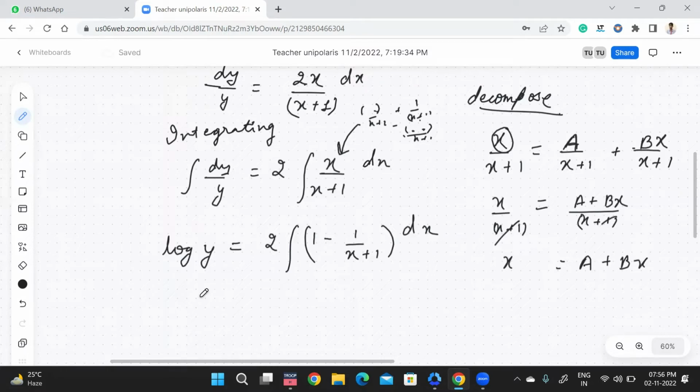Okay, so if we now compare the coefficients, here we have a term of x as bx, and here we have a term of x as only x. So here the coefficient is 1, and here we have coefficient b. So these coefficients must be equal. So b is 1. Now for a, there is no constant term, so a is 0. Okay, so we get the same thing.